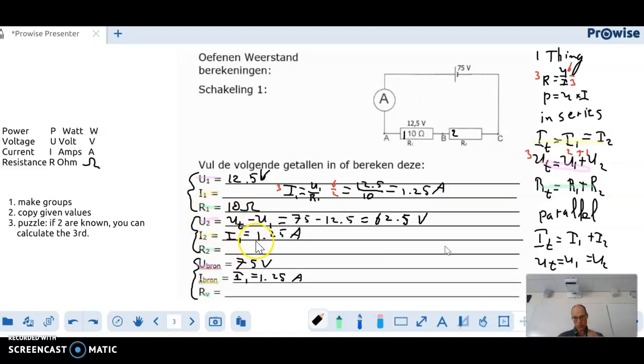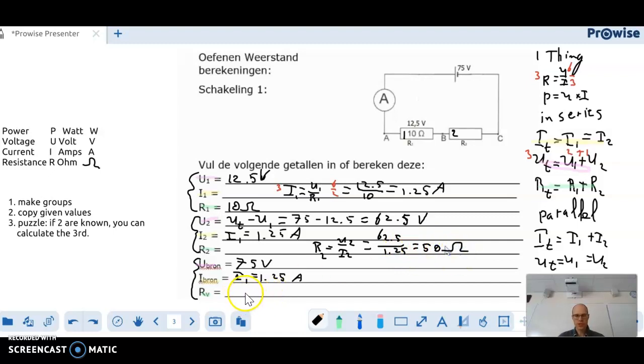Okay. Oh, now I got another number over here. Now I have R. Yeah, in group 2 I have 2 and I can calculate a third. So R is U over I, and I add the 2 over here. So then U is 62.5, I is 1.25, and if you do that you get 50. Well, what is the unit? R is resistance, which is ohms, omega.